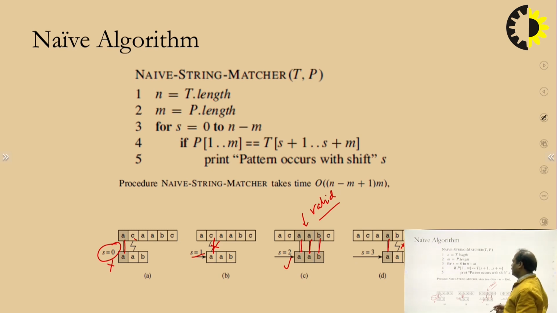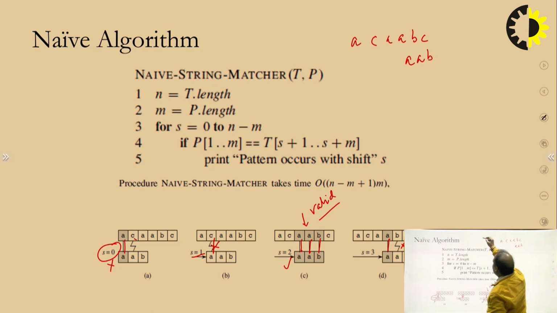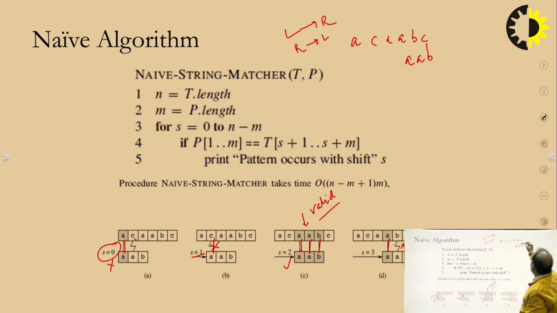So one important note: if you have ACAABC, it's not necessary that we should start checking from the left itself. We can start checking from the right itself. See, AAB, it is not necessary in the naive algorithm that we should start from left to right. We can also start from right to left, right? See this, there is no matching, you can discard it. There is no problem, right?